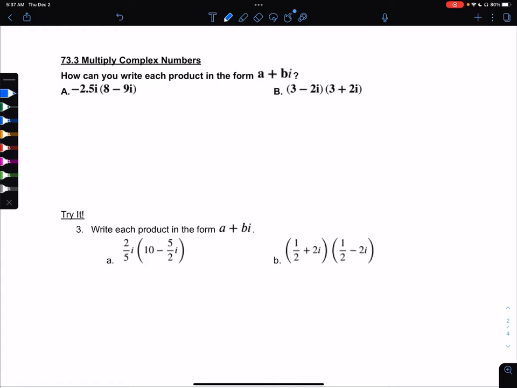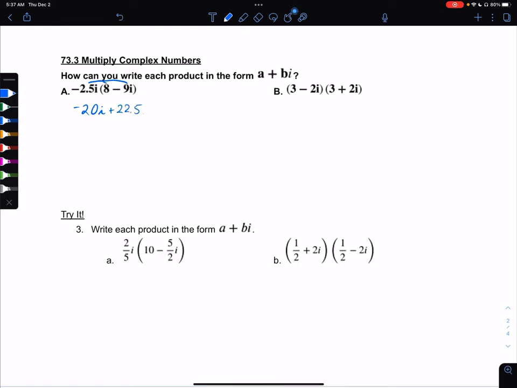Just pretend that this is negative 2.5x times 8 minus 9x, and apply the same properties that you would apply in that case. And then there's just one thing we have to look out for, and I'll point it out when we get there. So we're going to take this negative 2.5i and distribute it in. So we have negative 2.5 times 8, which is negative 20. The i comes along. And then we have negative 2.5 times negative 9. So we get a positive 22.5.